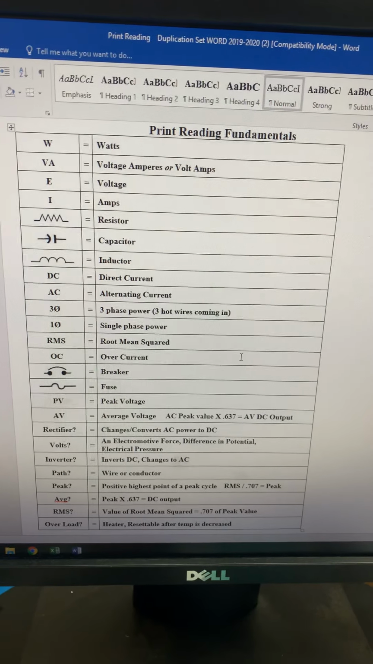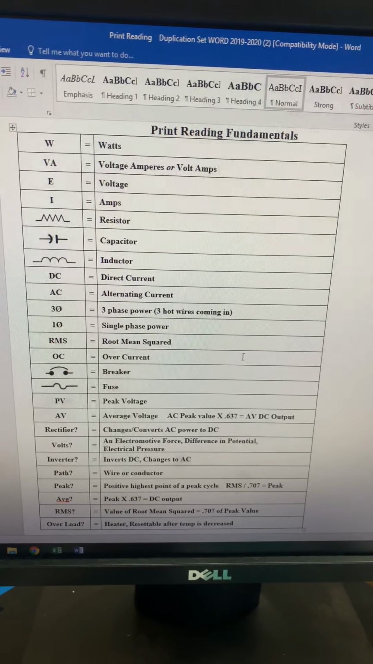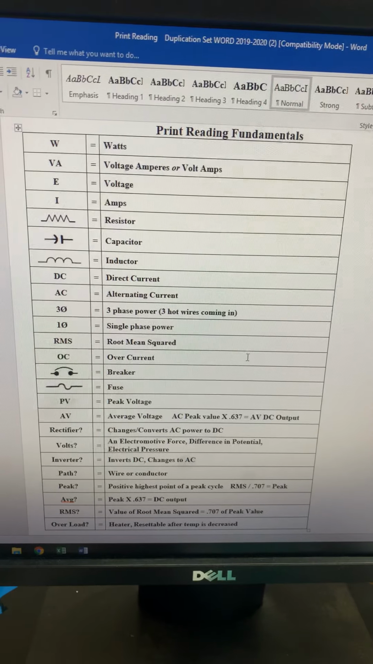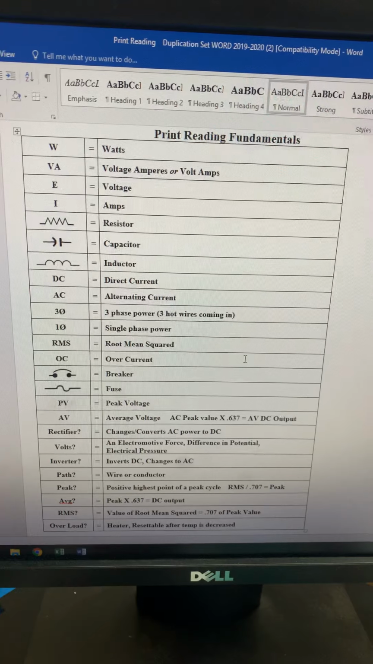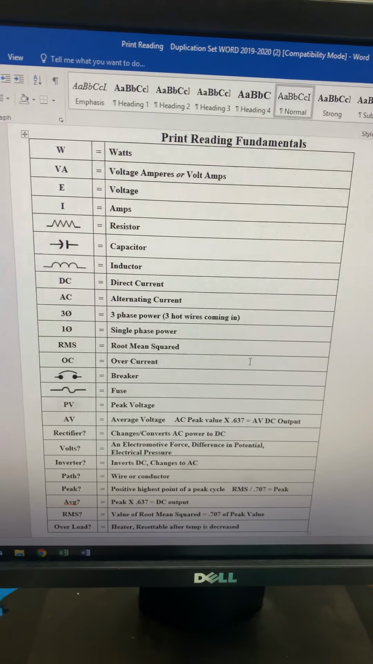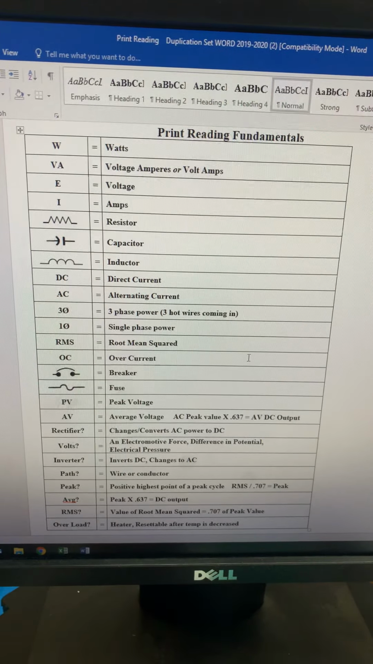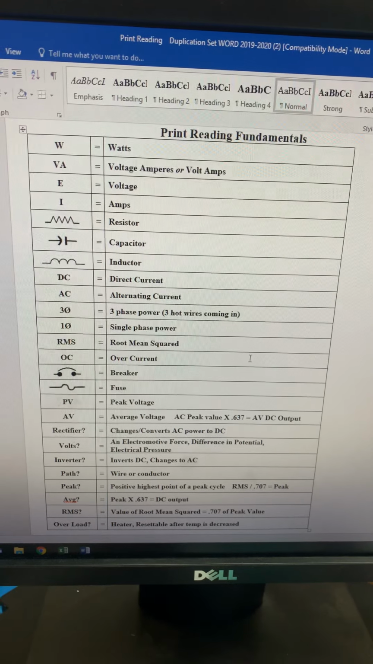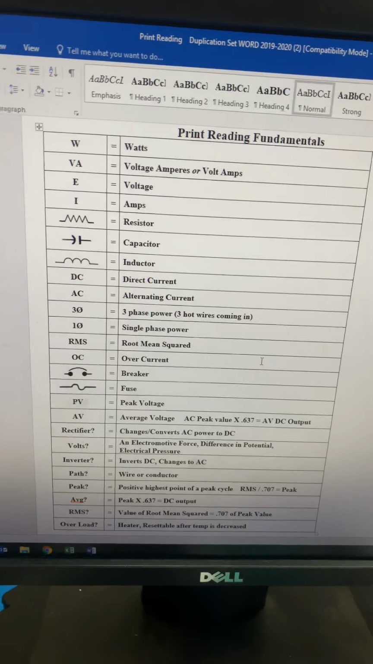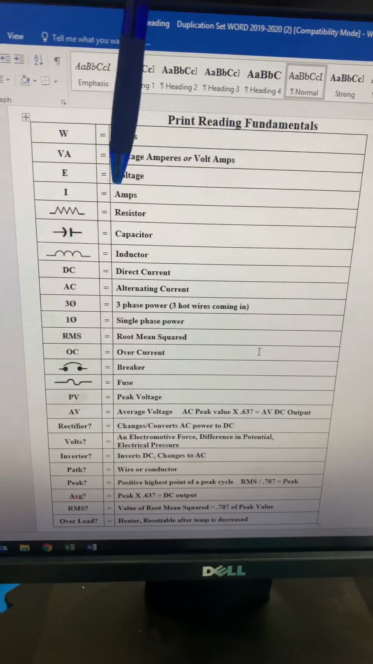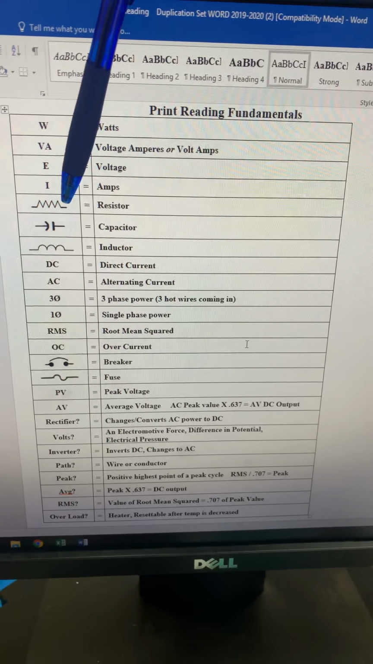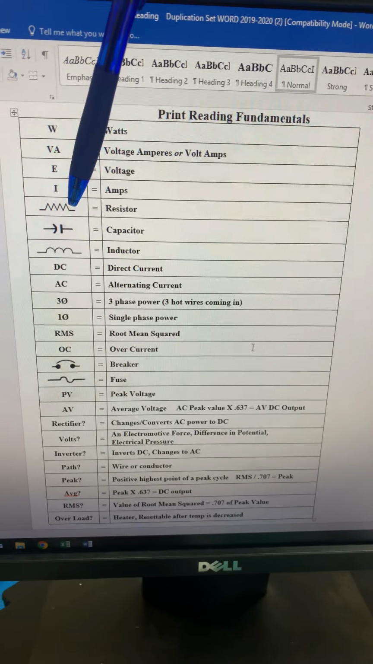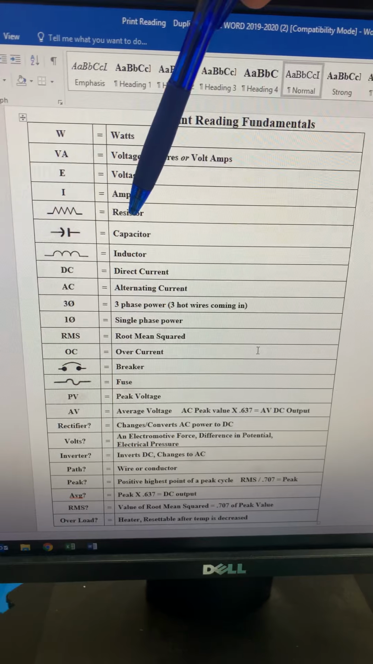E is voltage. Voltage is the electromotive force that pushes the amps. And I is amps. Amps is the current, the flow of electricity. The next little symbol right there is a resistor. We measure resistor in ohms. If you'll remember that later, we got voltage, amps, ohms.